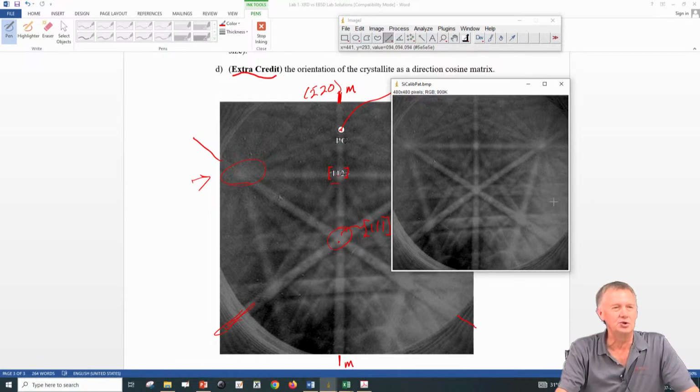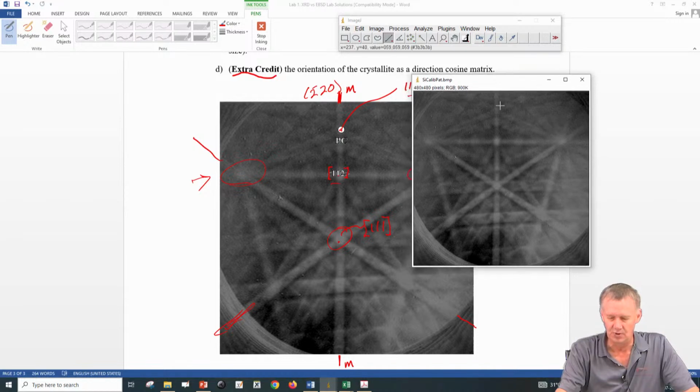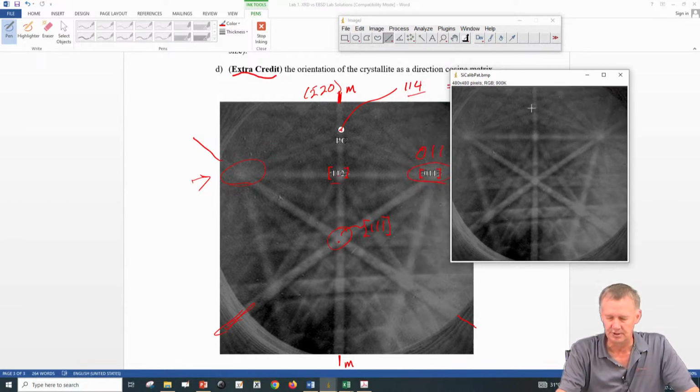This is just like you're doing homework, you're all sitting around. Okay, specimen to screen distance, what do we do? We know the pattern center is right there, where the 114 is. Right where my cursor is, that's 114. So what measurement do we want to take?